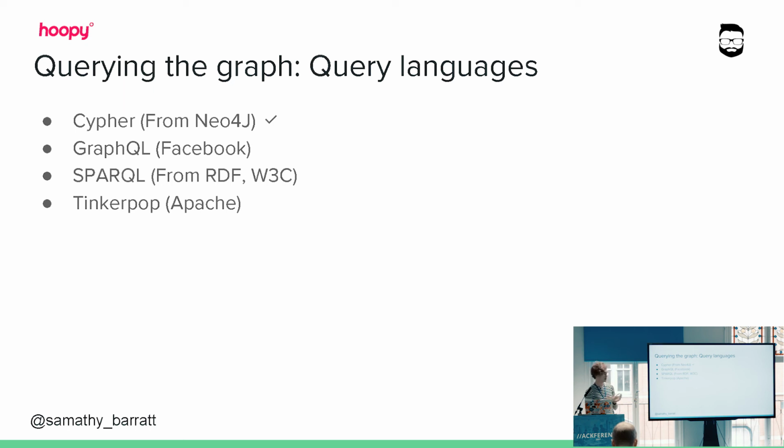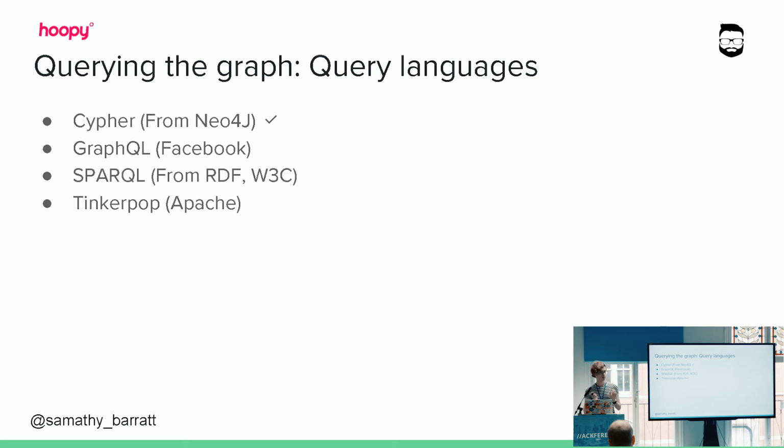But there's a few others. GraphQL, which I'm sure a lot of you have heard of, is very popular at the moment. I believe it was developed or came from Facebook. It is supported by Neo4J, so you can use that on the Neo4J database. There's SparkQL, which is from the World Wide Web Consortium, and Tinkerpop, which is an Apache project.